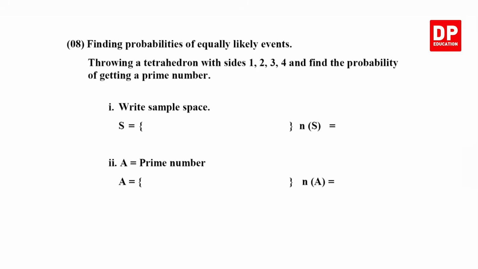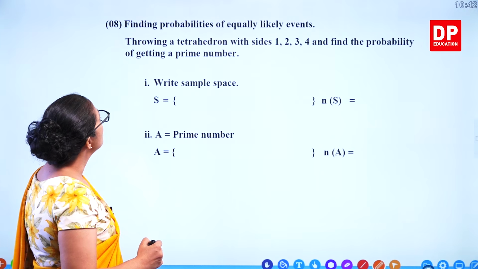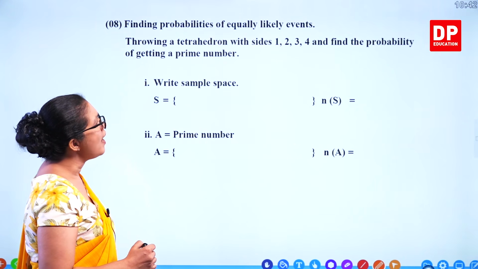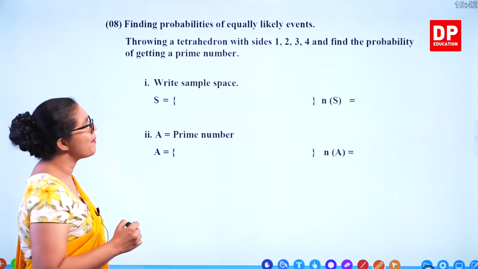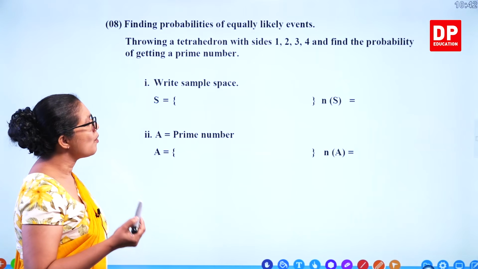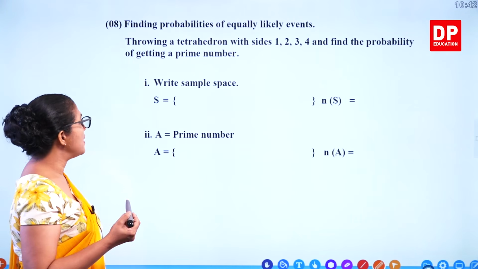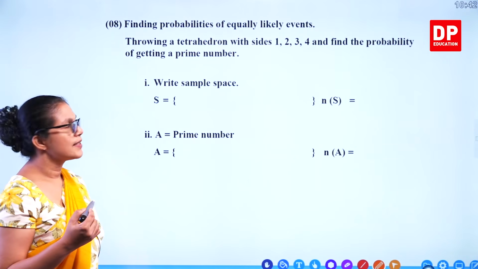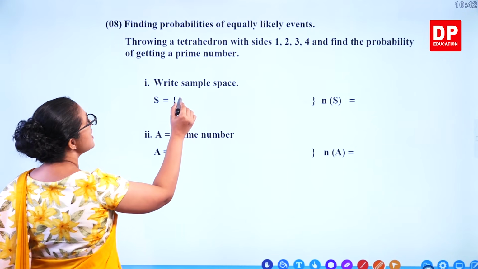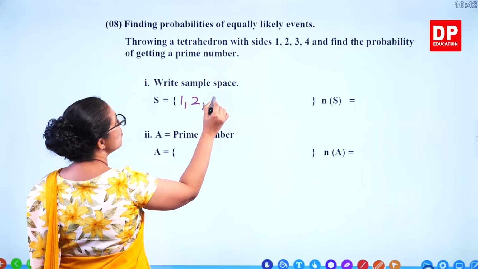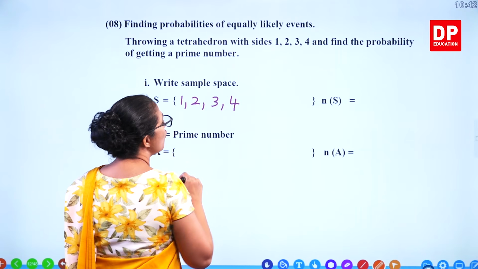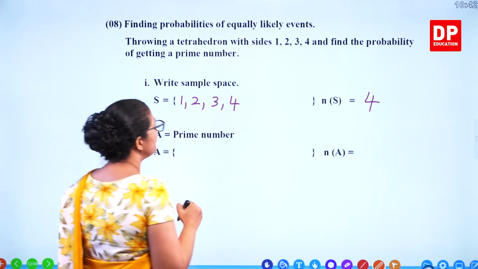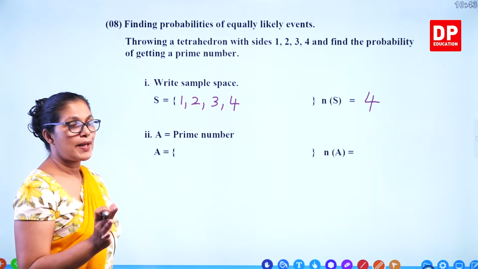Finding probabilities of equally likely events. Throwing a tetrahedron with sides 1, 2, 3, 4 and finding the probability of getting a prime number. Before finding the probability, we first find the sample space. What are the possibilities? You can get 1, 2, 3, 4. 4 possibilities. So the number of outcomes is 4. That's the sample space.